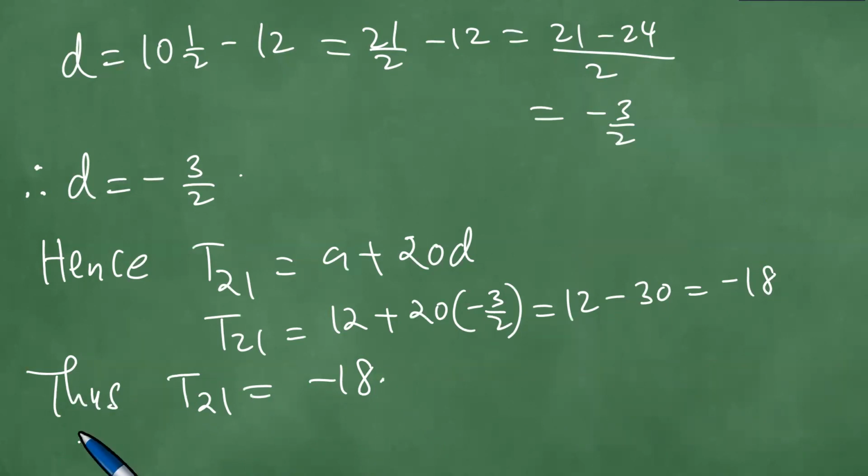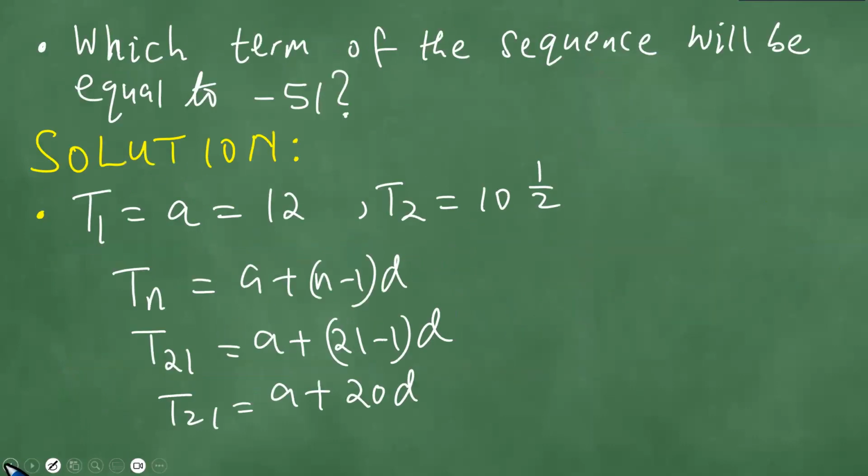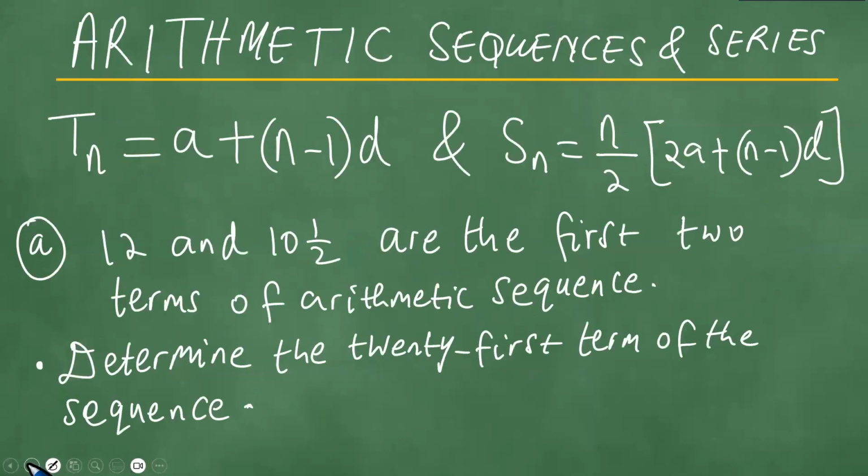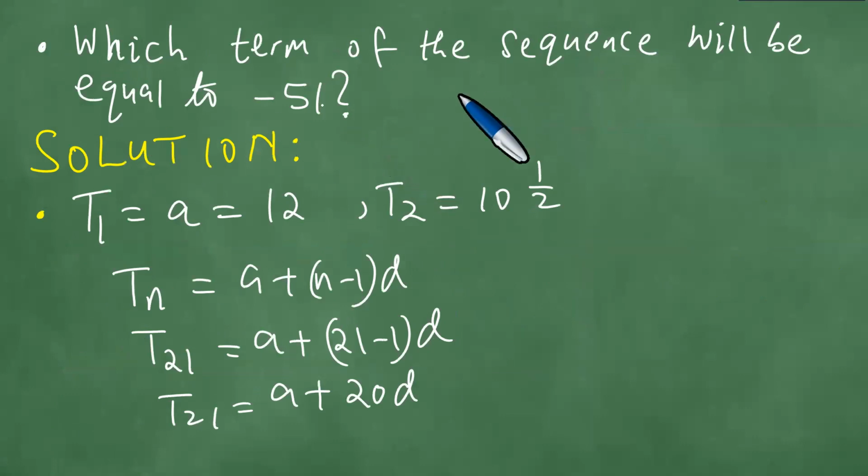Next question. Let's check. Which term of the sequence will be equal to minus 51? So let's check which term. That's the question. Which term? Is it the first term? Is it the second term, third term, etc.?